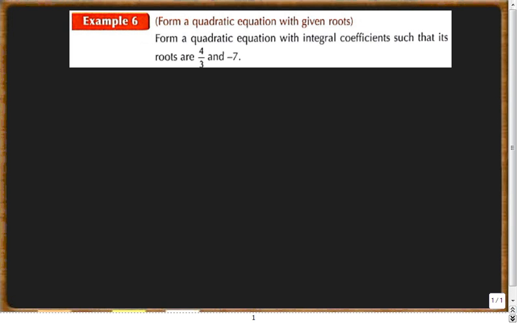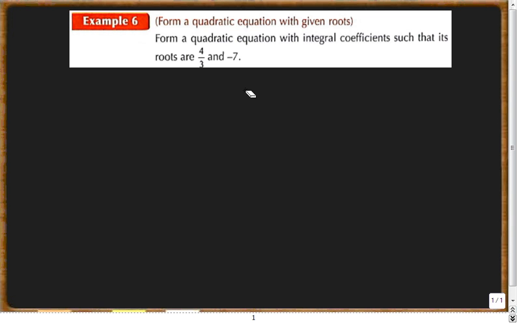Example 6 asks us to form a quadratic equation with integral coefficients such that its roots are 4/3 and -7. So the first thing that we want to do is set up an equation for our roots individually, and then we're going to use that to build our quadratic. So it's kind of like reverse factoring.